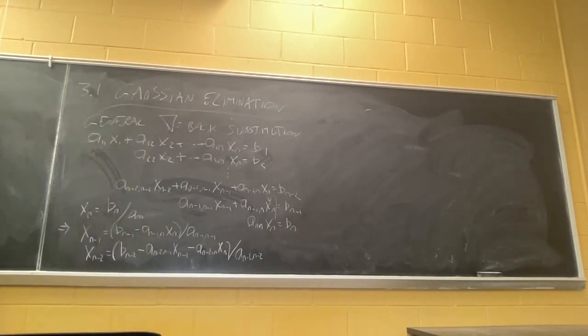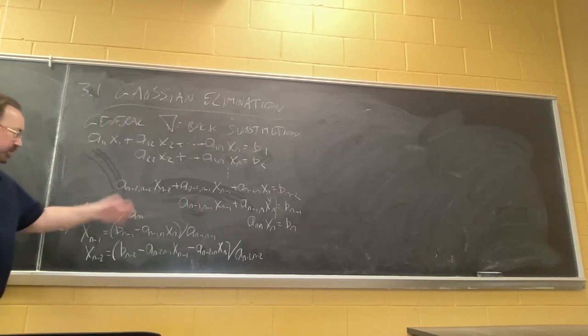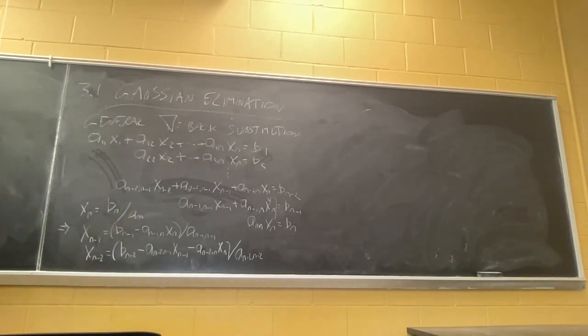You see that as we go up through the equations, we're always subtracting off more and more terms. First none, then one, then two, and so on. Until we get to the first equation in the whole system, and we're subtracting off n minus 1 terms before the division.